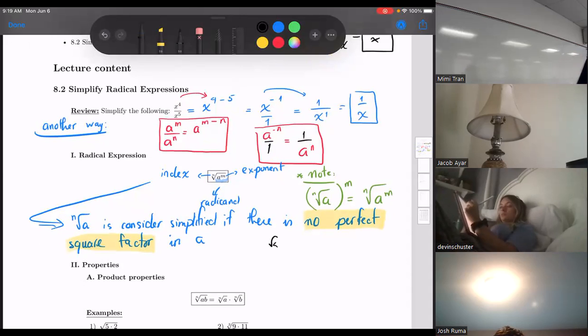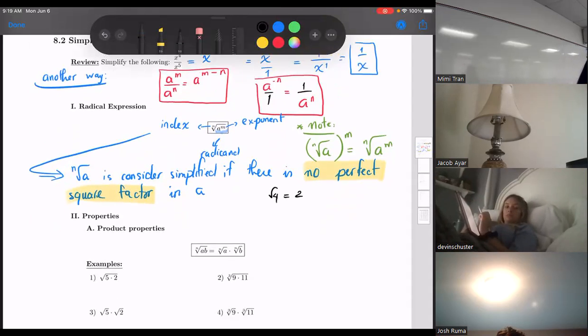What's the square root of 4? 2, right? So 4 is a perfect square factor, because I can make it into a nice integer when I take off the root. However, examples of those that are not would be square root of 2, because square root of 1 is 1, that's an integer, but square root of 2, you plug in your calculator, it's 1.4 something. Square root of 3, square root of 5, etc. Something that you cannot take the square root of is not a perfect square factor. 4, however, is a perfect square factor.